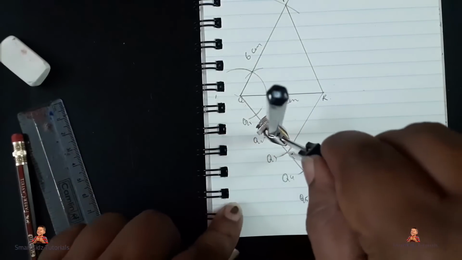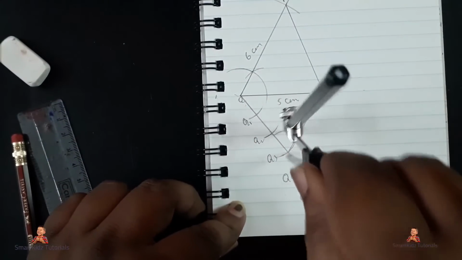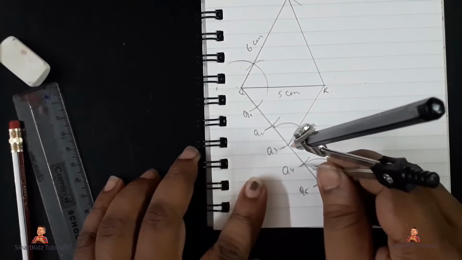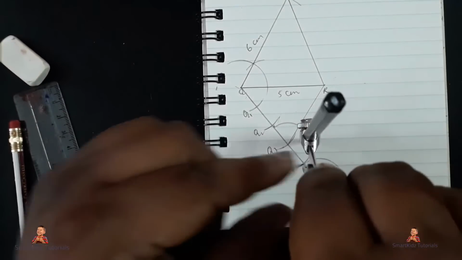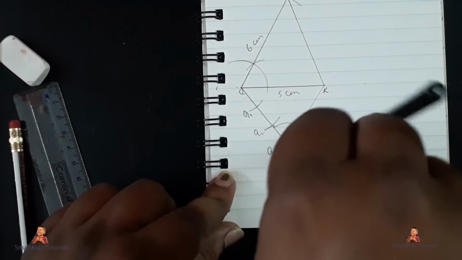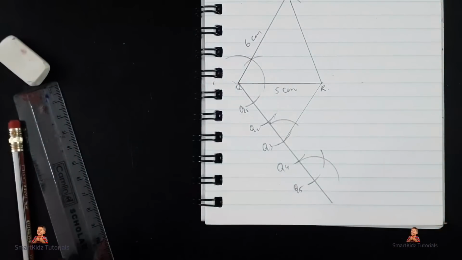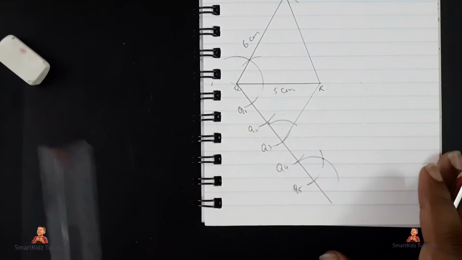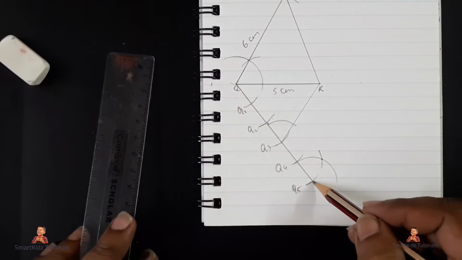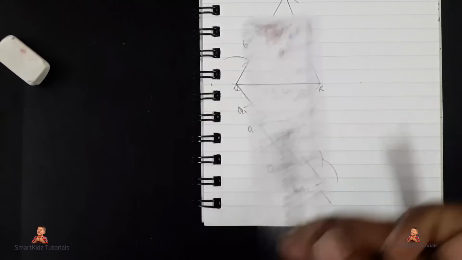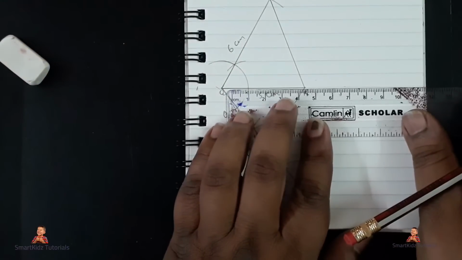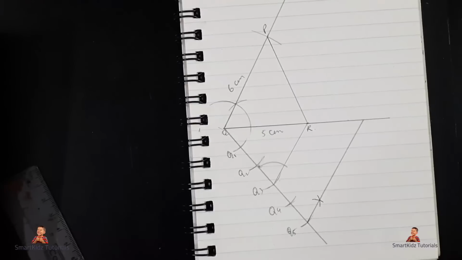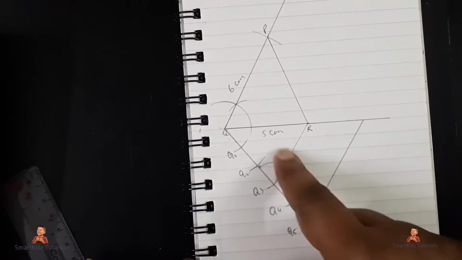I'm going to draw an arc this way, such that it cuts this line. So I'm going to take this measurement here and cut this arc this way. Same measurement. Now where these two arcs intersect each other, I'm just going to make a point here, and draw a line from this Q5 passing through this point, and we're just going to extend QR this way. Okay, so through this intersection, we have drawn a line that is parallel to Q3R.